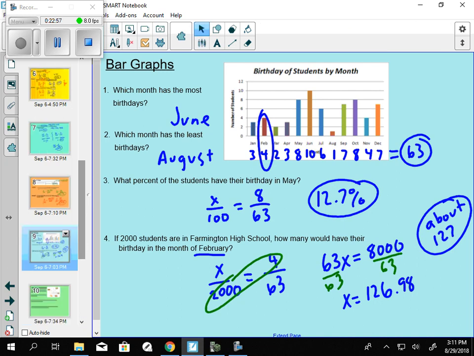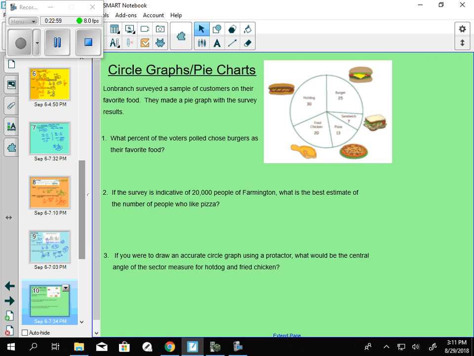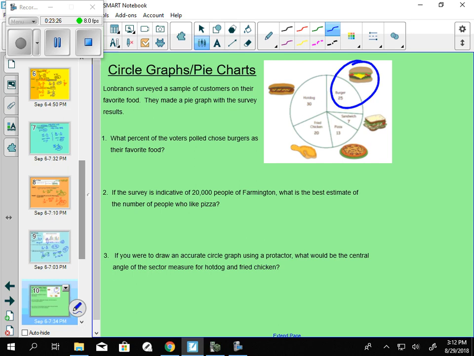Okay, another type of chart you see very often are circle graphs or pie charts. In these, they're going to have some different categories. Here it's talking about some different types of food, and you may get questions asking stuff about this. So here it says, what percent of the voters polled chose burgers as their favorite food? Well, if you look here, you can see that there was 25 that liked burgers as their favorite. Okay, and we're trying to find a percentage, so we want to know what out of 100, but we're missing something here. We need that total.